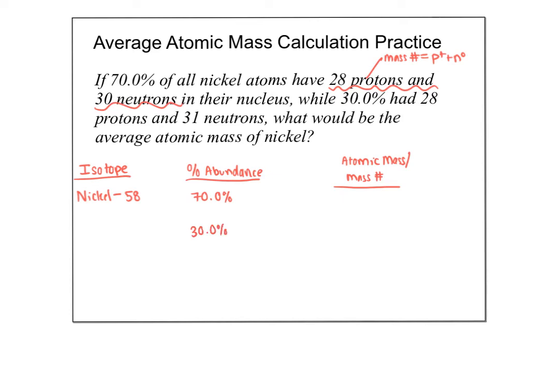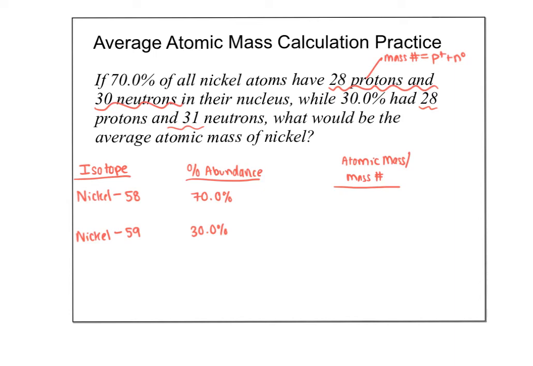Have 28 protons and 31 neutrons. So it's still nickel because it has 28. But now my mass number is 59 because 28 plus 31 is 59. And then we want the average atomic mass of nickel.